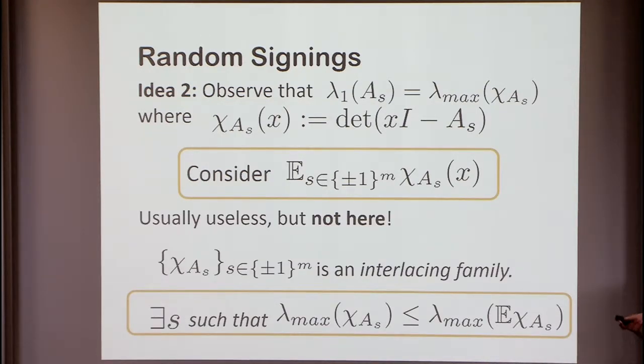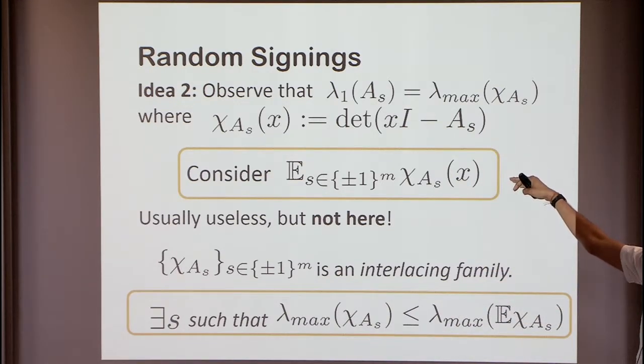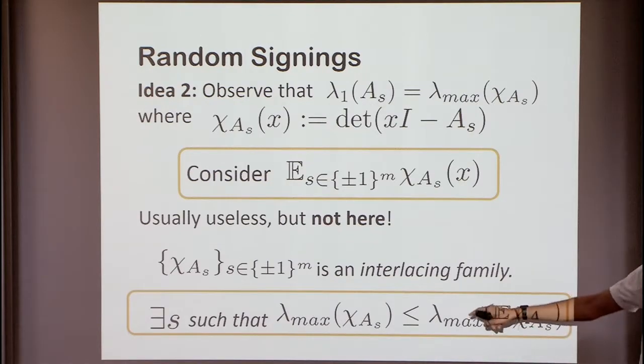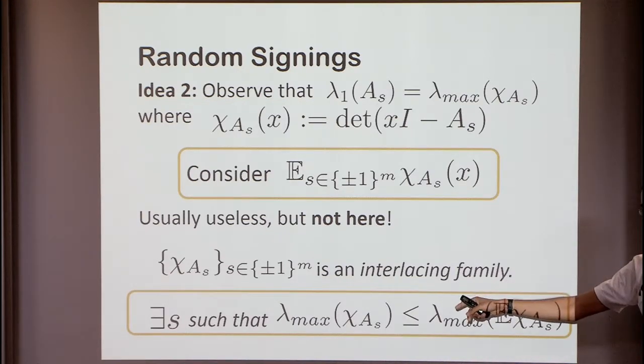So the punchline is that the polynomials here have some very special structure, which we call an interlacing family, which implies the following fact: if I take the expected characteristic polynomial over a random signing, there exists a specific signing S such that the largest eigenvalue of that signing is at most the largest root of the expected characteristic polynomial. So I'm able to compare this funny object that I got by averaging coefficients, its roots, to the roots of the individual polynomials.